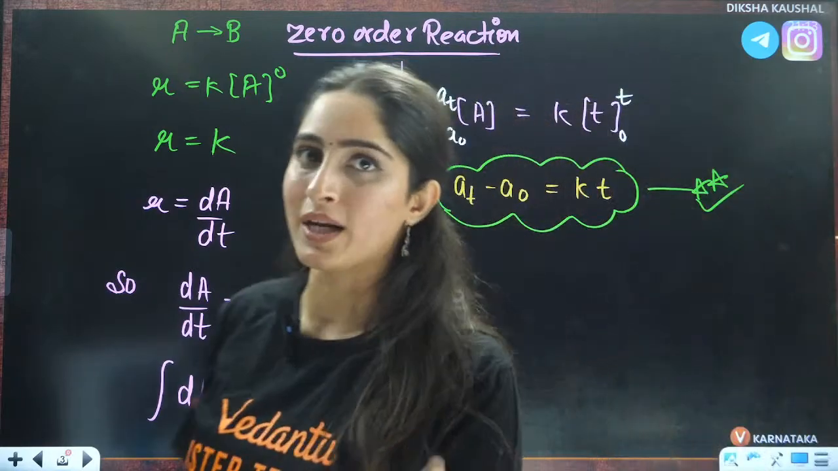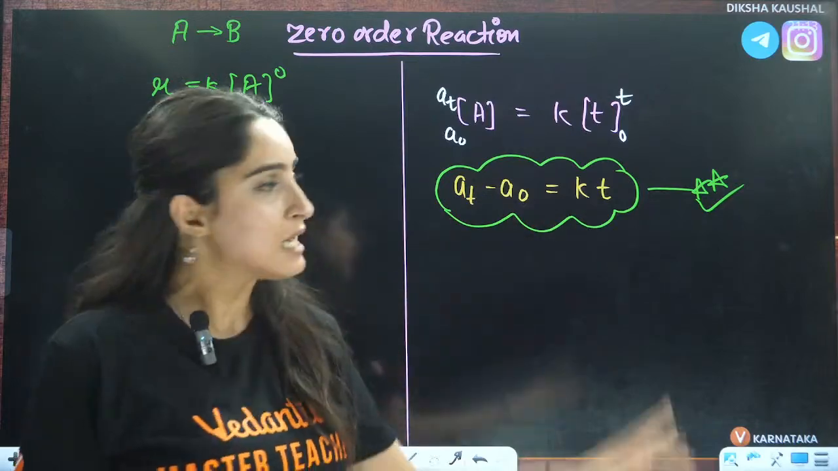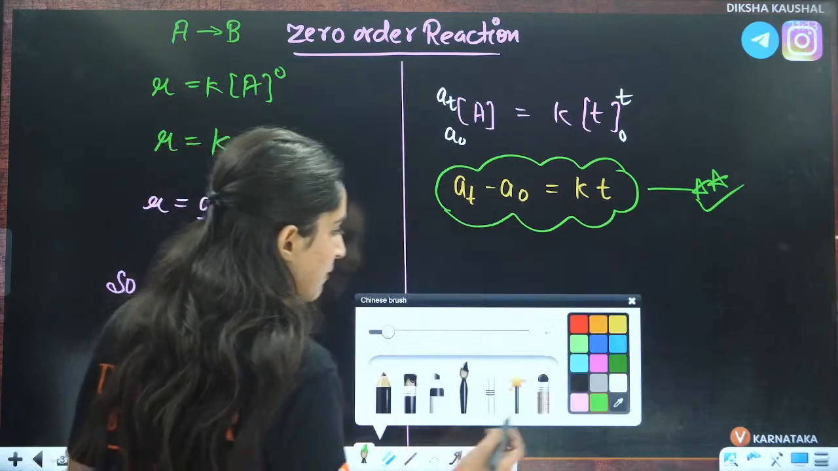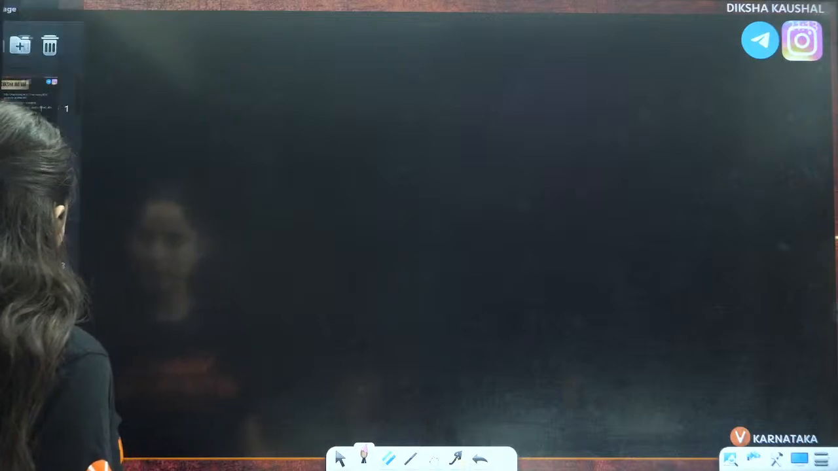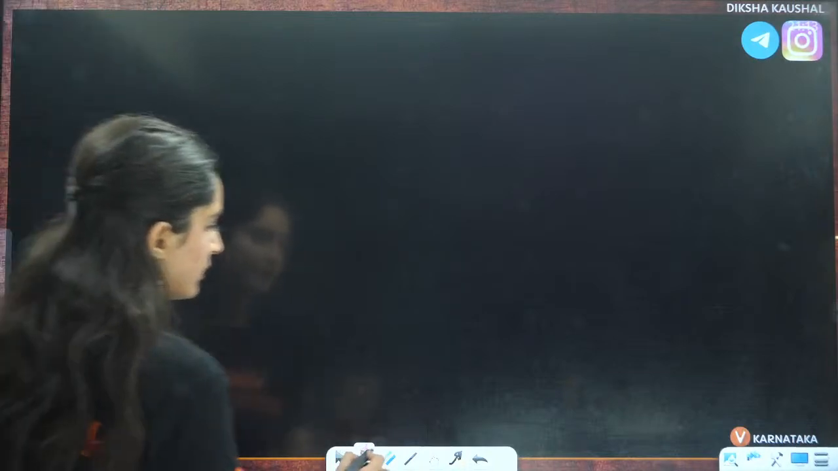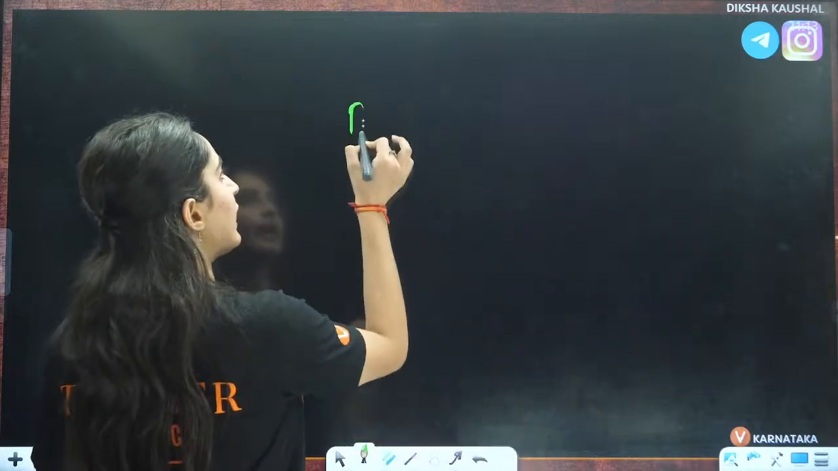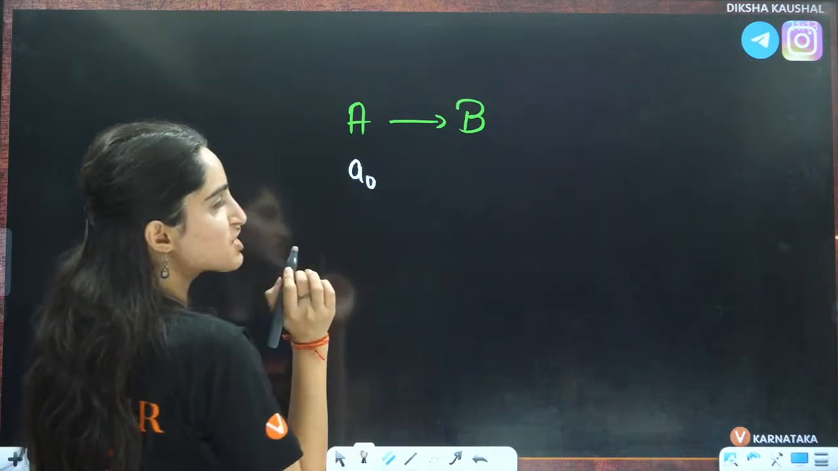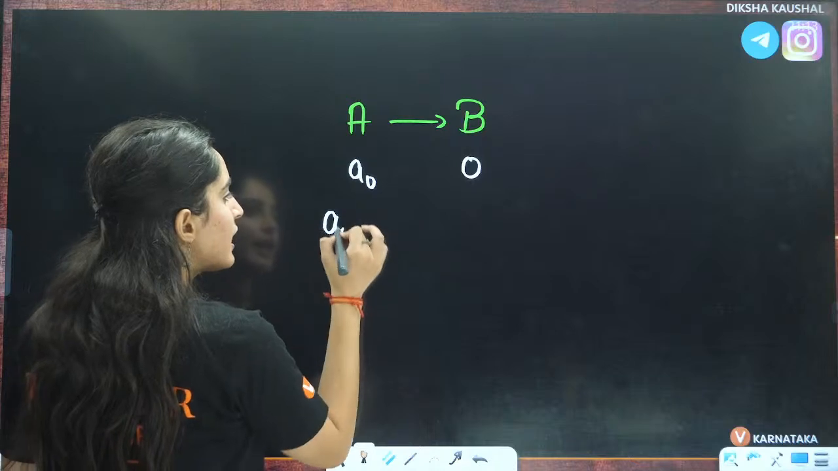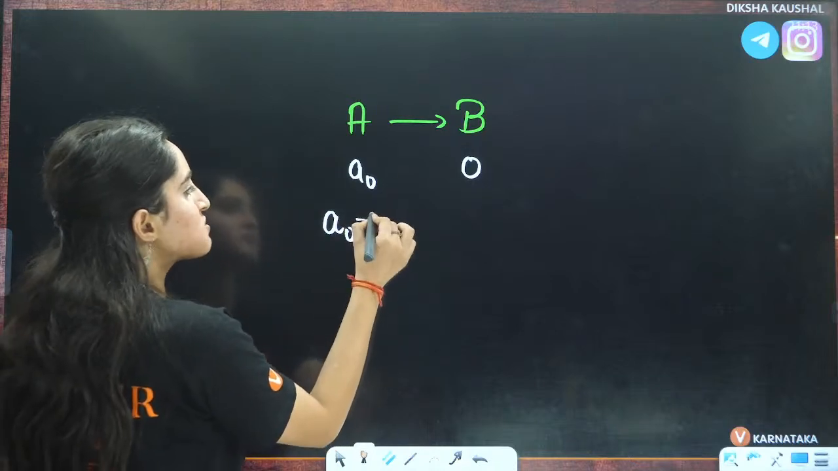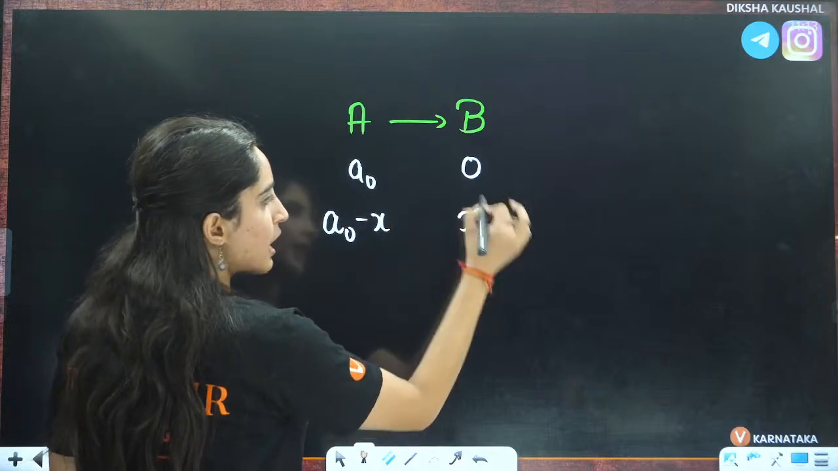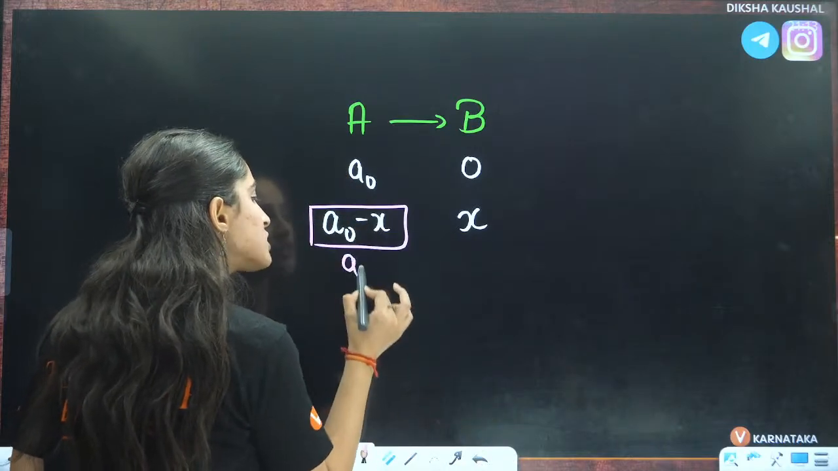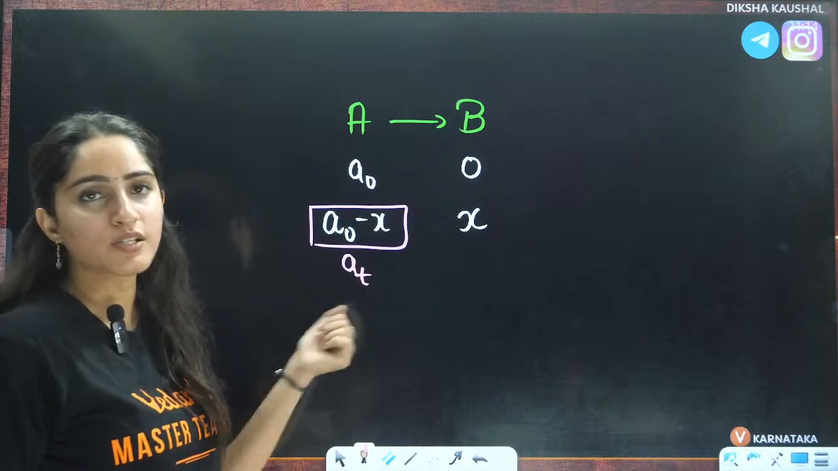For zero order reaction, what is the formula? The formula is AT minus A0 equals to Kt. And what is AT? That is the final concentration. For example, I am taking that you have A to B as your reaction. Initially, A0 was the initial reactant concentration. A0 minus of something. I am saying X amount of it gets reduced, and X amount of it is formed. Now I am saying the final concentration is AT.